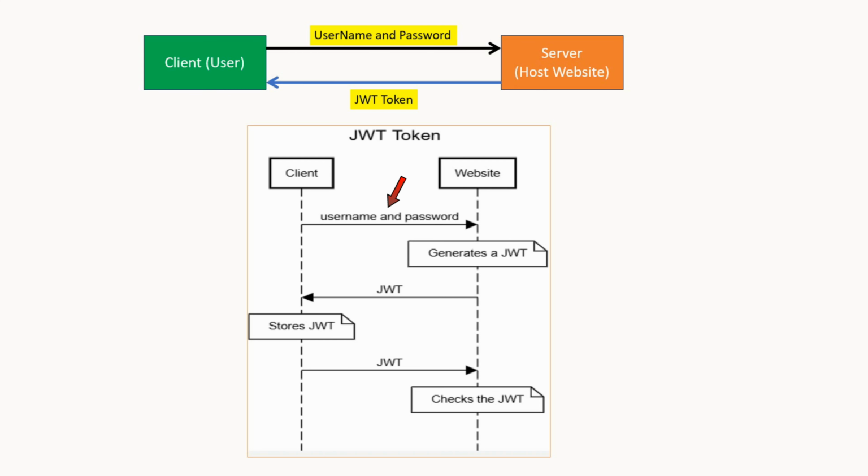When you log into the website, you provide a username and password. The website verifies your credentials and, if they are correct, generates a JWT. This token contains information about you, such as your user ID and roles. The JWT is sent to your browser, which stores it.